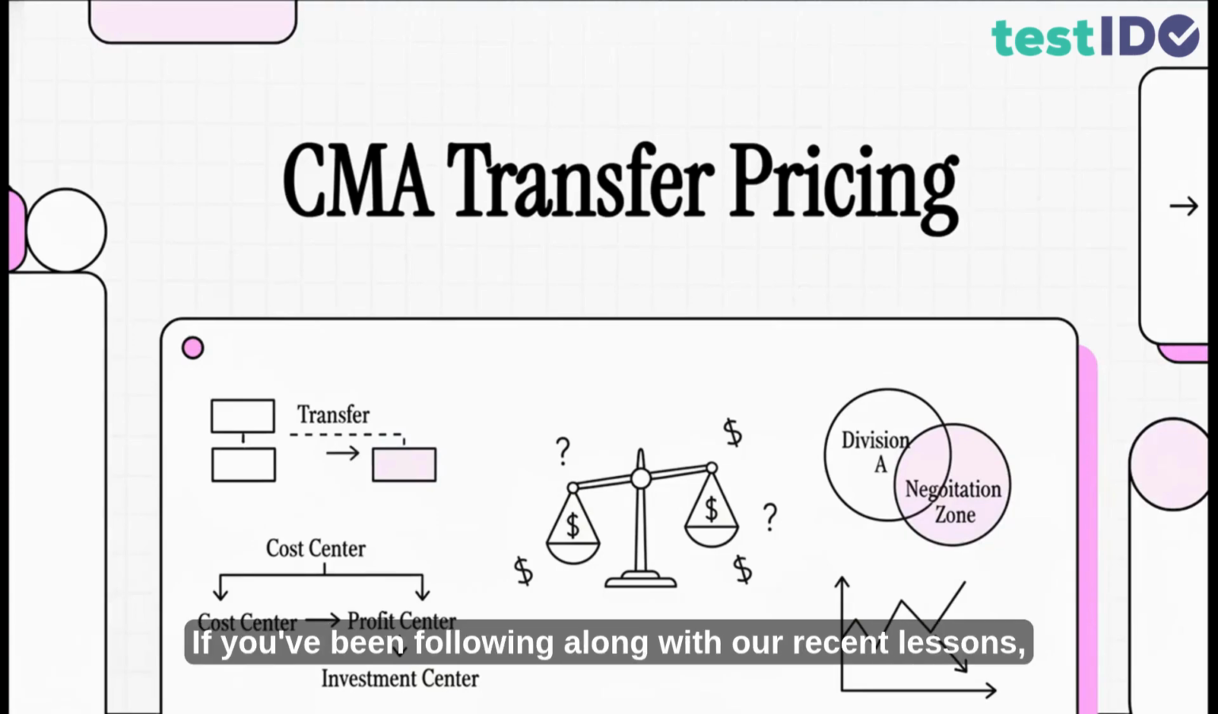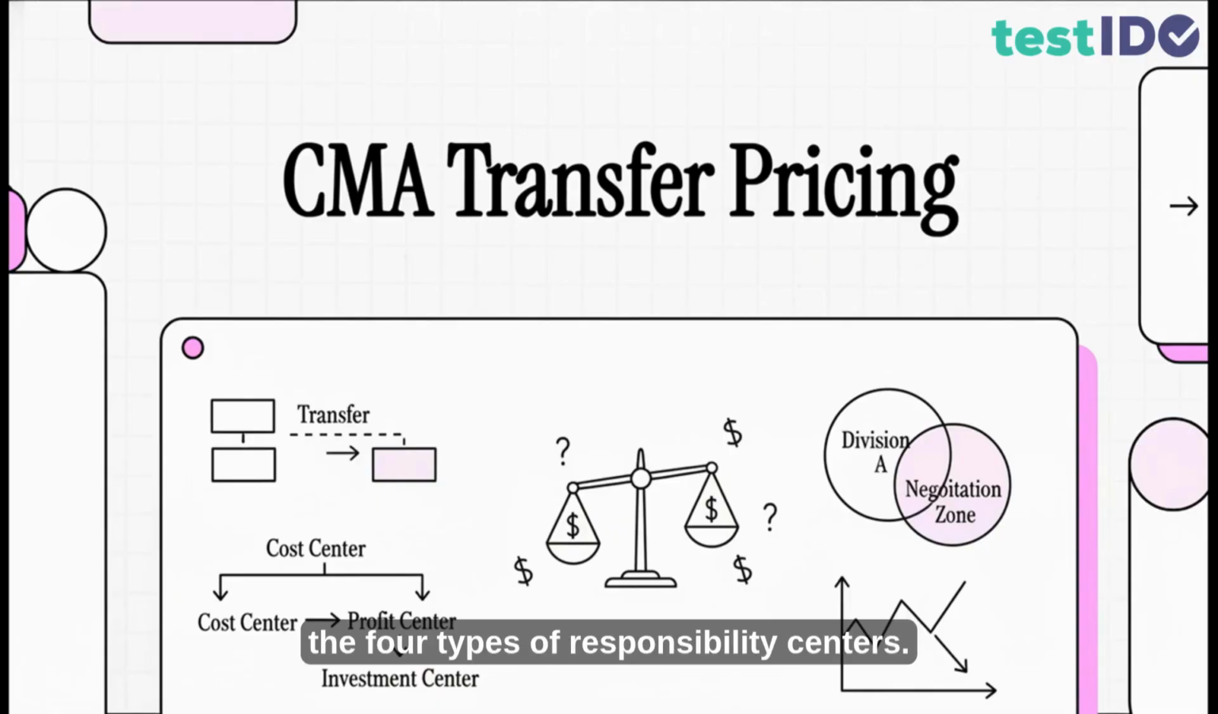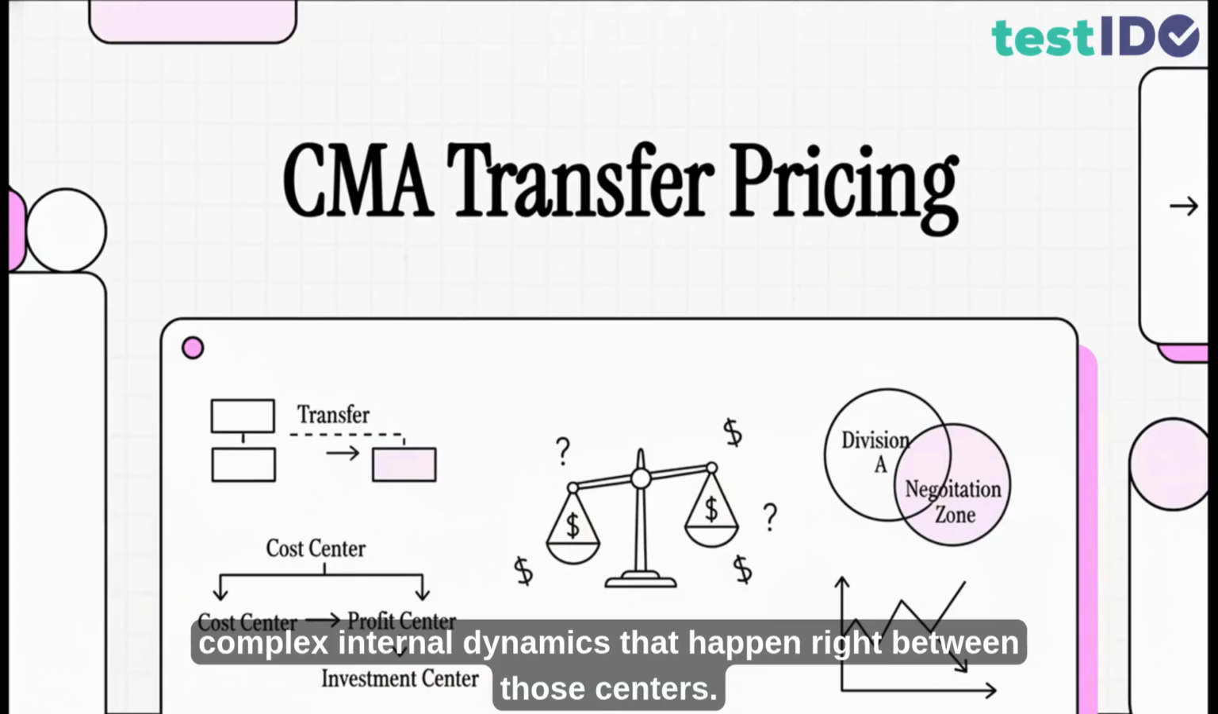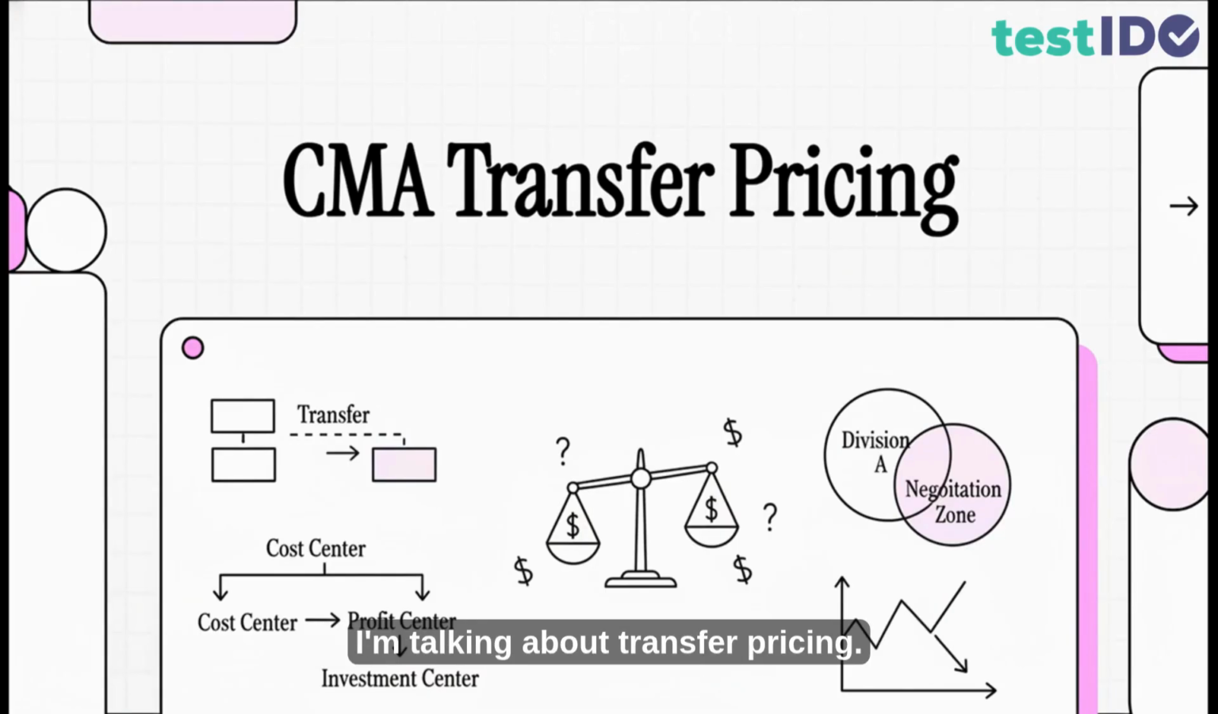If you've been following along with our recent lessons, you know we just wrapped up conquering the 4 types of responsibility centers. So naturally, it's time to tackle the messy, complex internal dynamics that happen right between those centers. I'm talking about transfer pricing.